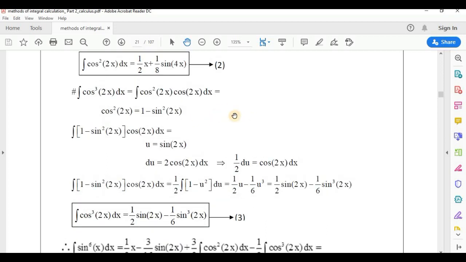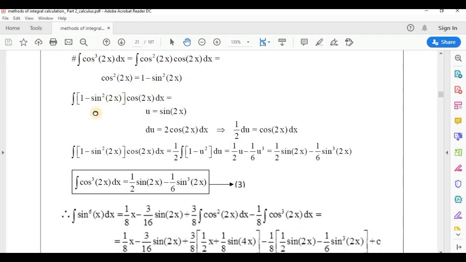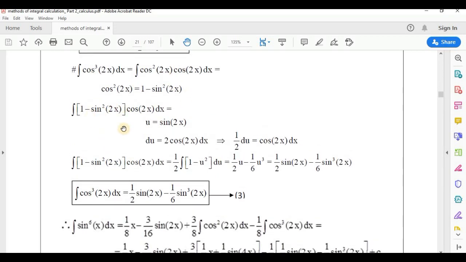And we will use the relationship cosine square plus sine square equal 1. We have here cosine square, so cosine square equal 1 minus sine square. Notice that we will keep the same angle, 2x. Later on, we will substitute this value in the integral. After substituting the value in the integral, we will get this result.